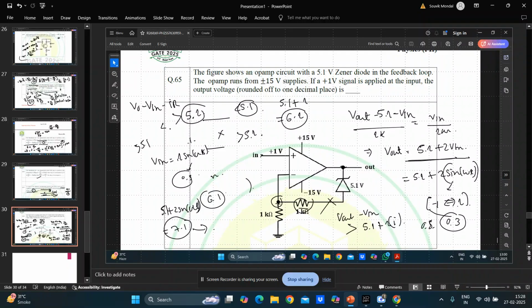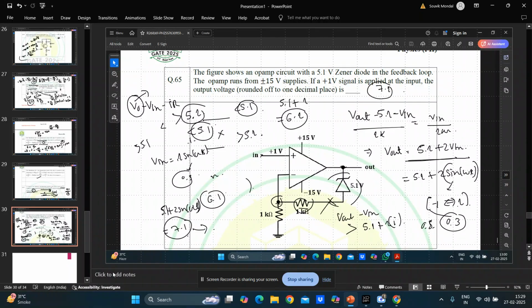So to ensure this, you have to go with the maximum value of V naught. Otherwise there may be possibilities where this difference will be less than 5.1, and in that case your circuit will be disconnected. Your circuit will be an open circuit, it will not be connected. So to ensure that the zener always acts in reverse bias, this voltage drop should always be greater than 5.1. This can only be ensured if we go with the maximum value of V0. The maximum value of V0 is 7.1. So the answer will be 7.1.